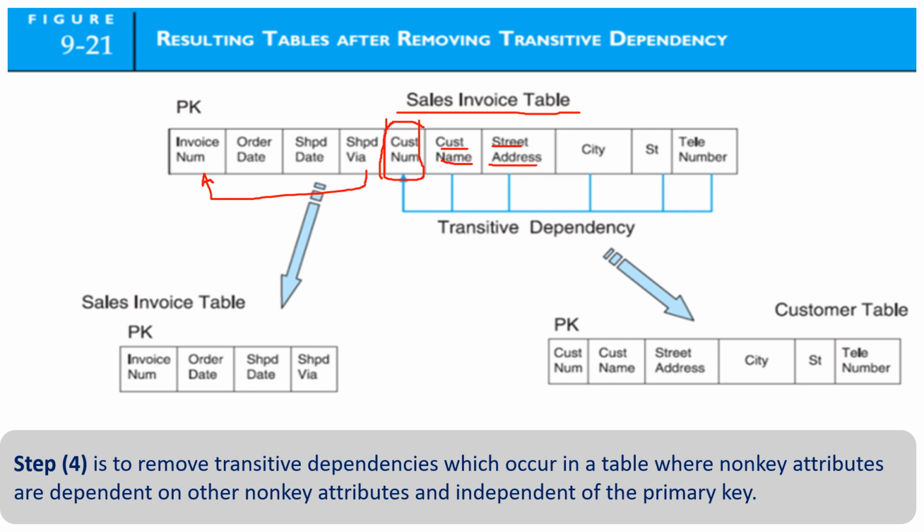So if we have only the customer number, it will represent all of this information. Okay, so in this case we should split this table into two tables. One table will represent the customer table, and the customer table will have all of this information, and the primary key will be the customer number. And then for the sales invoice table, we will have invoice number and then the other information, which is non-key information.